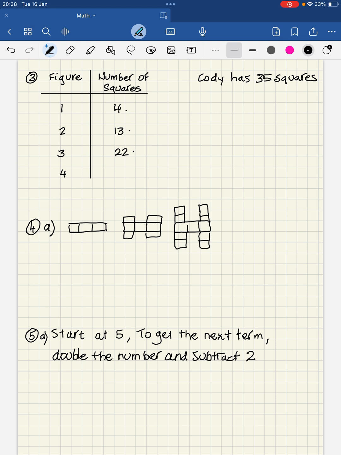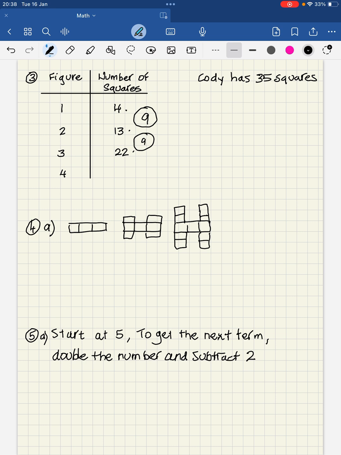Well, let's see what it goes up by. So from 4 to 13, it goes up by 9. Does this one go up by 9? 13 plus 10 would be 23, minus 1, 22. Yes, so that also goes up by 9.